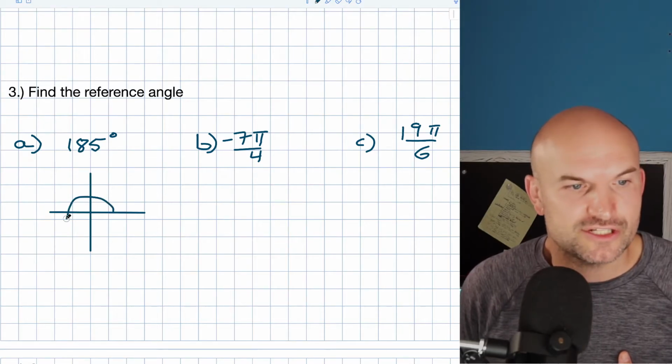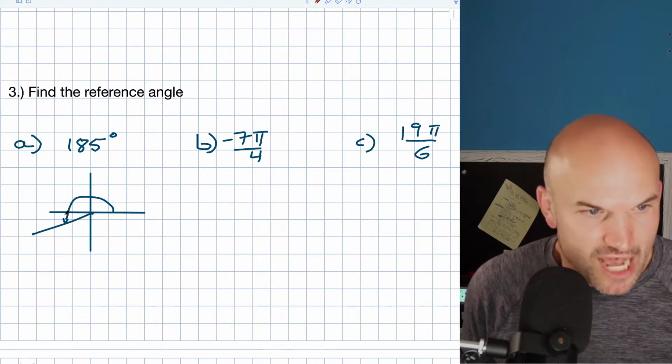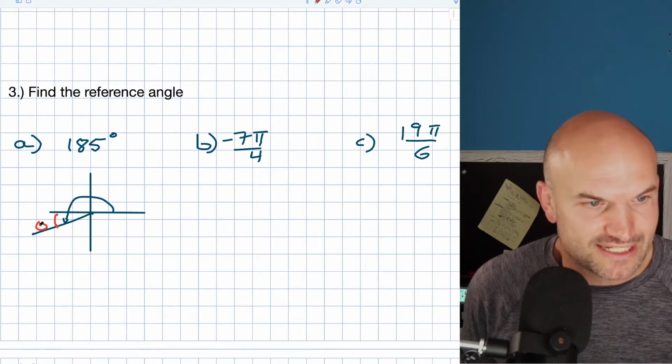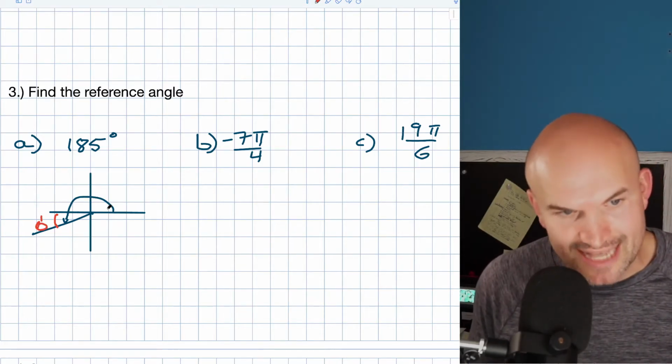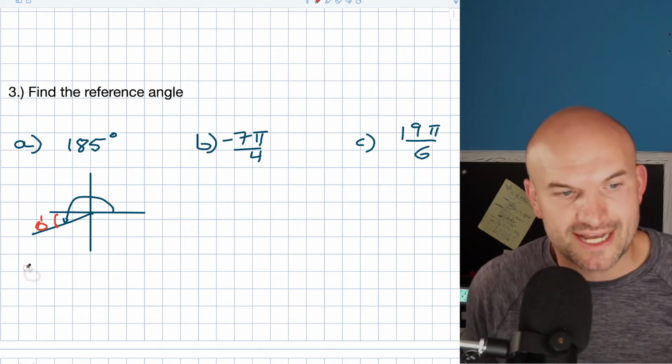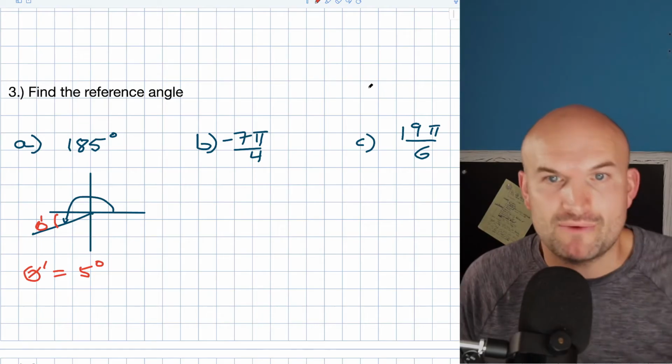185 degrees is just over 180, right? It's right there. The reference angle is just going to be this sliver. How far are you away from the x-axis? Well, if I just went 180 degrees, and I know that halfway around a circle is 180, I can say theta prime is equal to 5 degrees. That is going to be my reference angle.